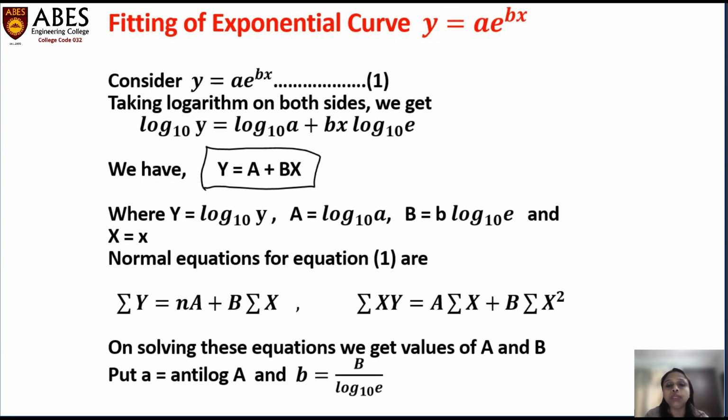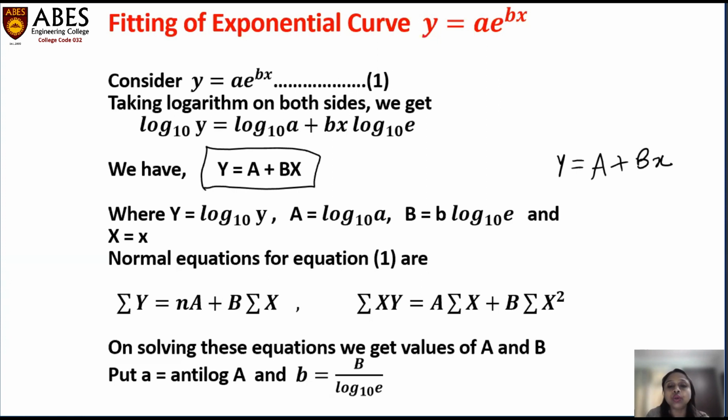Capital A will be replaced by log to the base 10 a. This is constant only, so we can replace it by a new constant, say capital A. Capital B will take the value b into log to the base 10 e, and we can put capital X as x. You can keep small x as it is also. That means you can write it like this also. It hardly matters. It will not change the solution. For convenience, as we have taken all the constants in capital form, I have chosen small x as capital X.